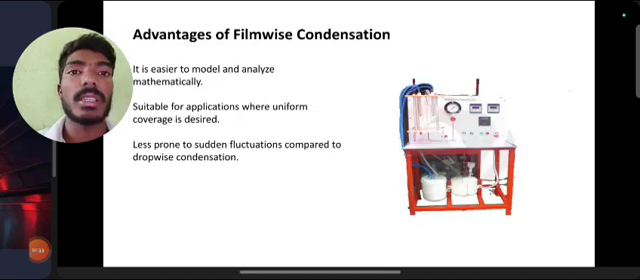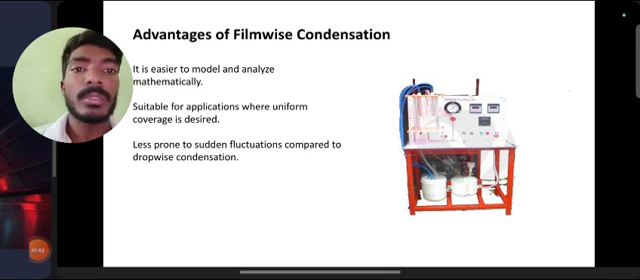Advantages of film-wise condensation. It is easier to model and analyze mathematically, and suitable for applications where uniform coverage is desired. Less prone to sudden fluctuations compared to dropwise condensation.